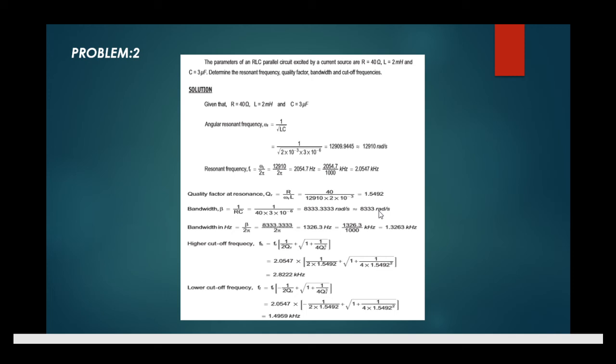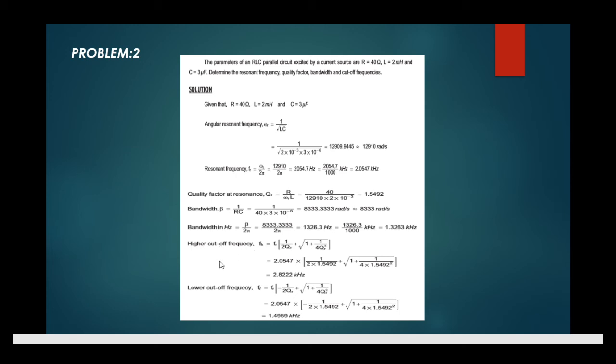And if you want this bandwidth beta in terms of hertz, just divide it by 2 pi, you get the answer as 1326.3 hertz. Okay, but if you want the same thing in terms of kilohertz, you can just divide it by 1000. So you get 1.3263 kilohertz.